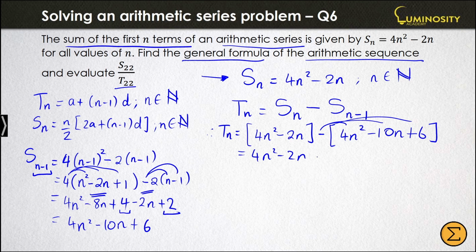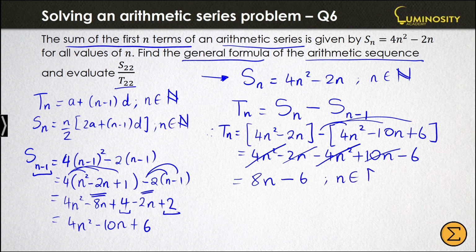Okay, so negative times 4n squared is negative 4n squared. Negative times negative 10n is positive 10n. And negative times positive 6 is negative 6. 4n squared minus 4n squared will cancel out. Negative 2n plus 10n gives me positive 8n. And the minus 6 is left over. So this is the general term of this arithmetic sequence, 8n minus 6.